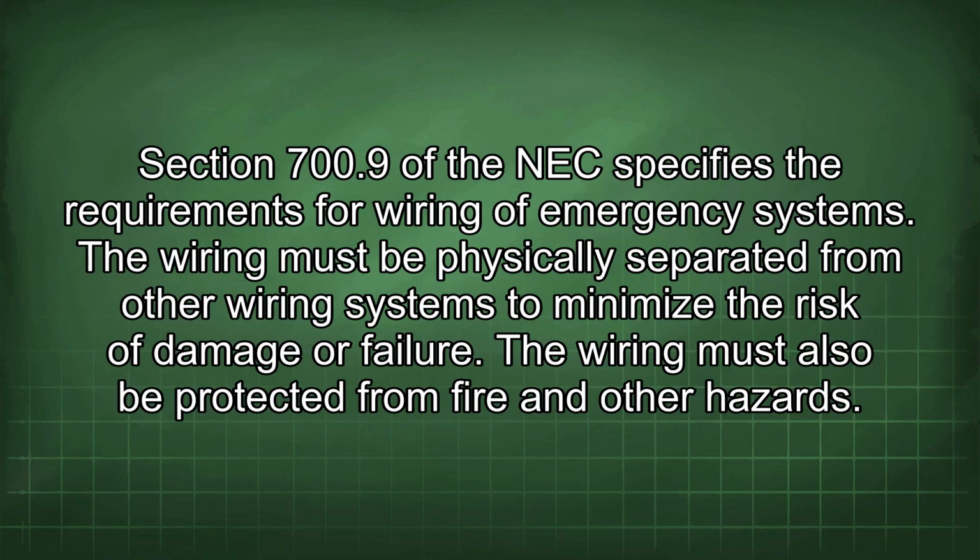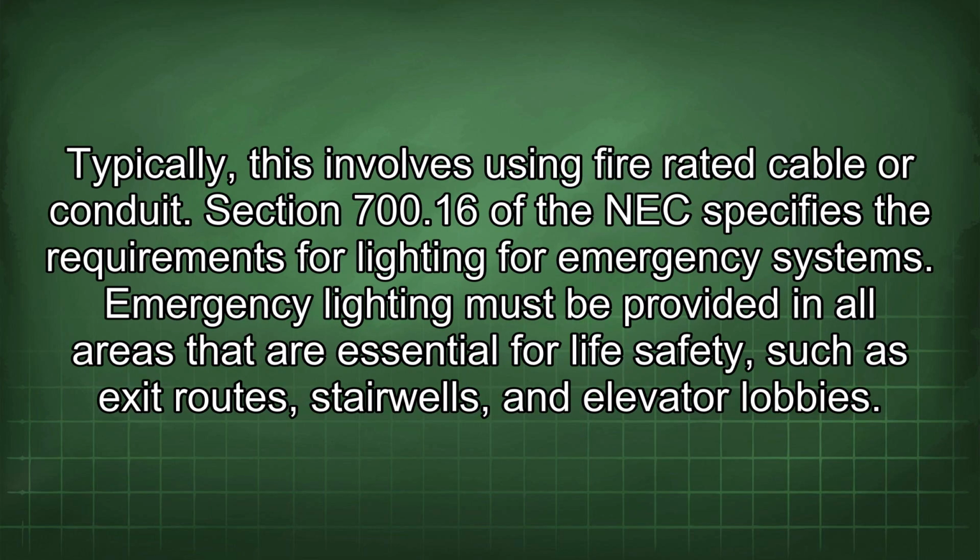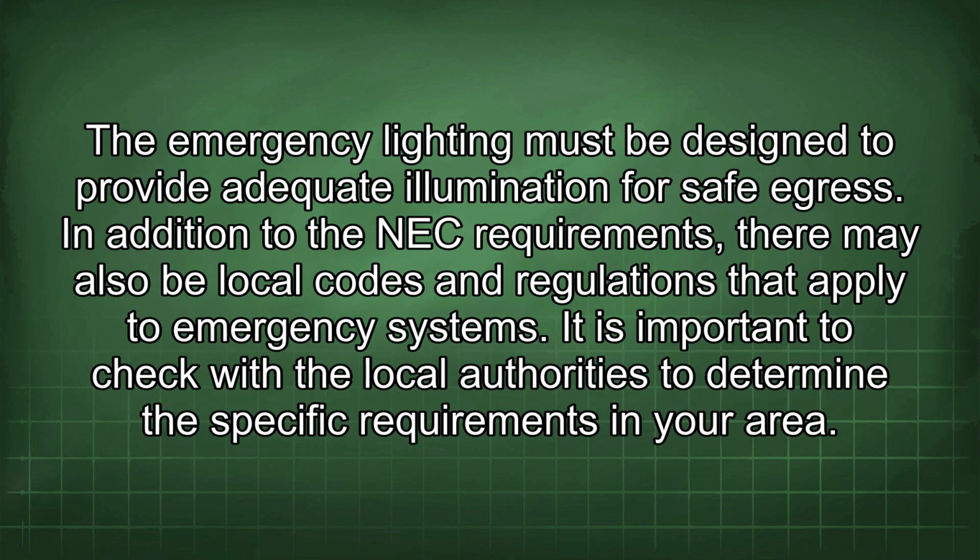Section 700.9 of the NEC specifies the requirements for wiring of emergency systems. The wiring must be physically separated from other wiring systems to minimize the risk of damage or failure. The wiring must also be protected from fire and other hazards. Typically, this involves using fire-rated cable or conduit. Section 700.16 of the NEC specifies the requirements for lighting for emergency systems. Emergency lighting must be provided in all areas that are essential for life safety, such as exit routes, stairwells, and elevator lobbies. The emergency lighting must be designed to provide adequate illumination for safe egress.